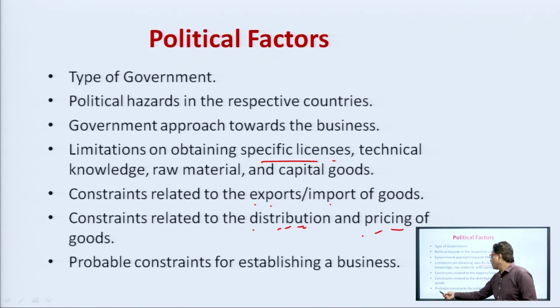Then the probable constraints for establishing a business, and what other constraints are there to establish a business. All these factors are governed by the government itself, and therefore, political factors are the primary factors to start a business in the international market.